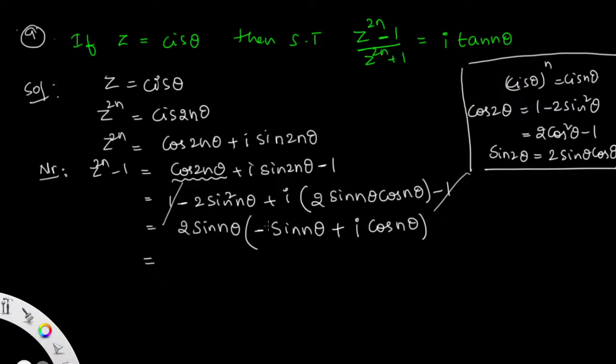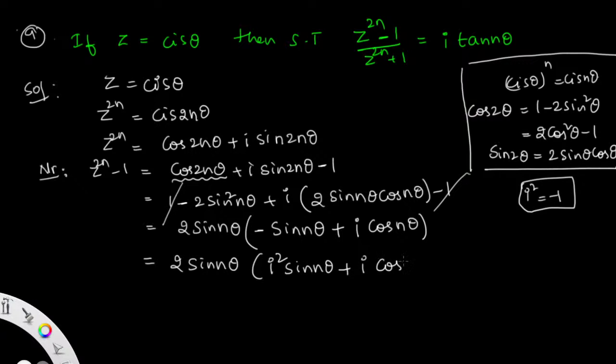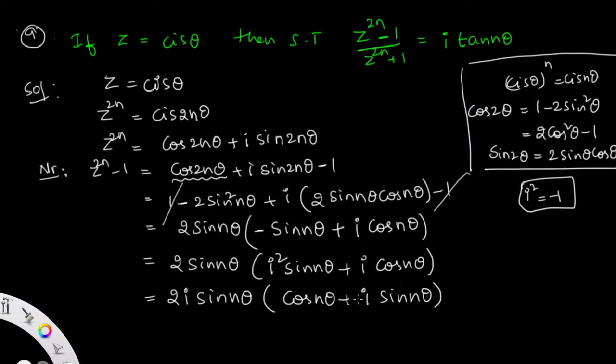So that's why we write this minus 1 as i square, because i square equal to minus 1. This is the basic formula. So the minus 1 I write as 2 sin n theta into i square into sin n theta plus i cos n theta. Now i is also common, so 2i sin n theta into cos n theta plus i sin n theta, with i common outside. So this is the value for z power 2n minus 1.